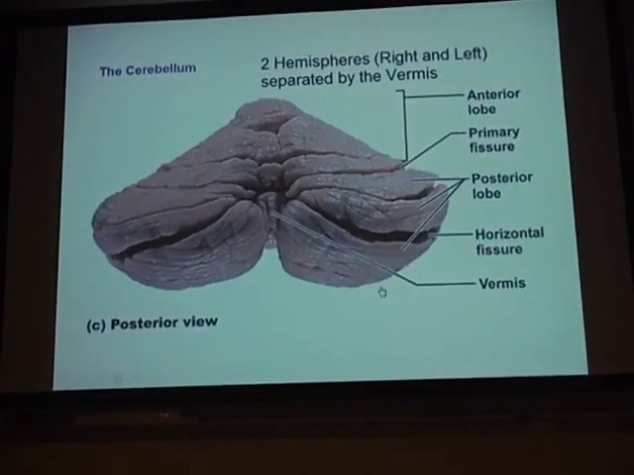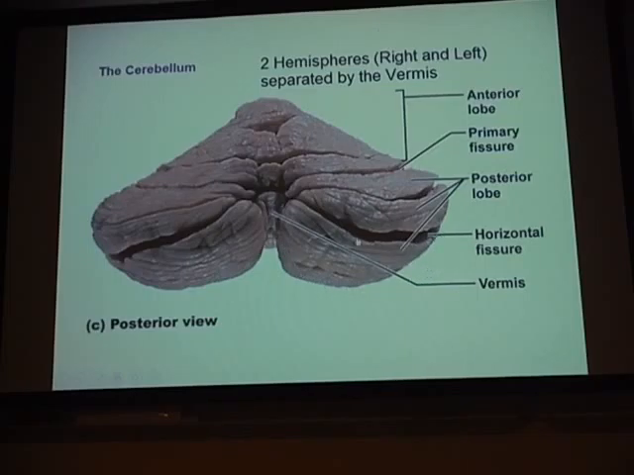All right, this is the posterior view. So we see here, there's sort of this V shape, doesn't look really V-shaped, it looks more horizontal here. But it typically comes down and back up a little bit. It's a primary fissure, and that's what separates the anterior lobe, which you can see again is quite small, from the posterior lobe, which is quite large.